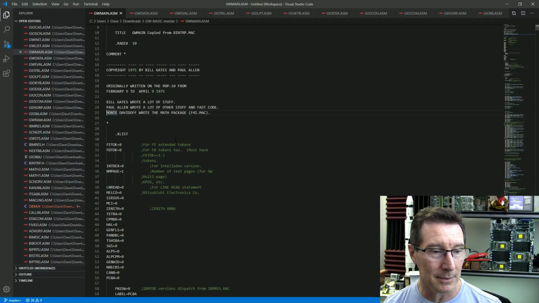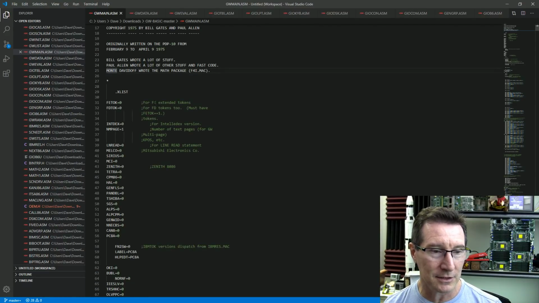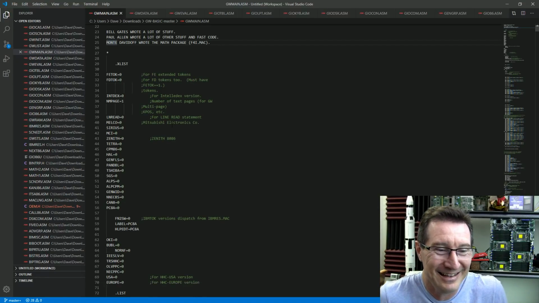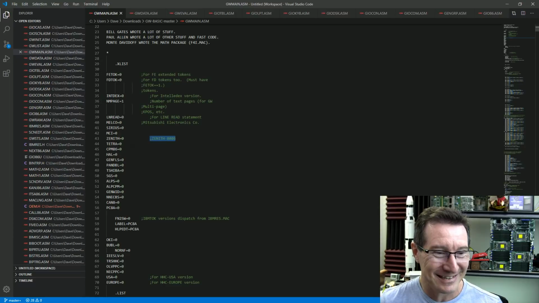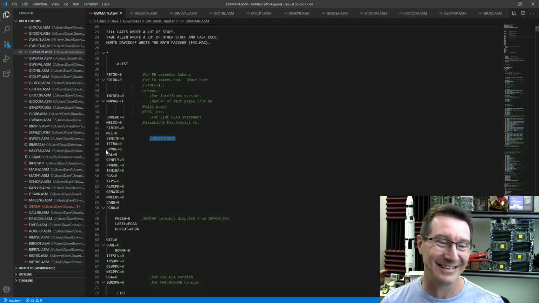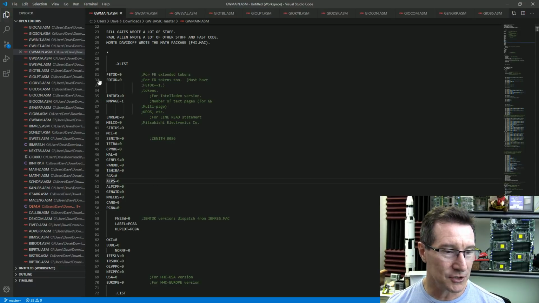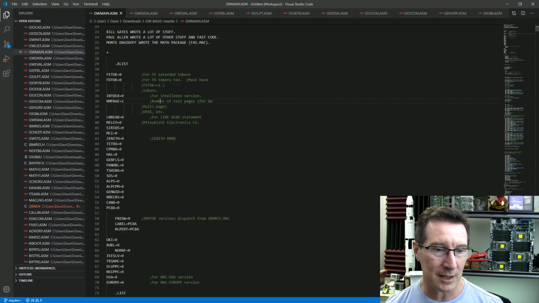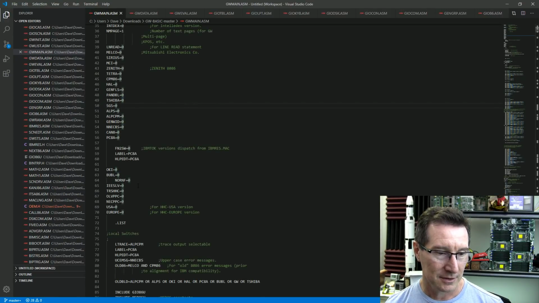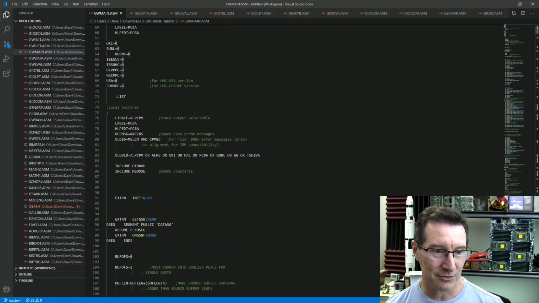But anyway, here we go. XList, don't know what these are. The FE extended tokens. Zenith 8086. No, we're not on a Zenith. We're not a Tetra. What's that? CPM 86. HAL, the HAL 9000. This is great. Toshiba? That's got to be Toshiba. So I'm assuming that these are different target platforms. Number of text pages. Anyway, interesting.